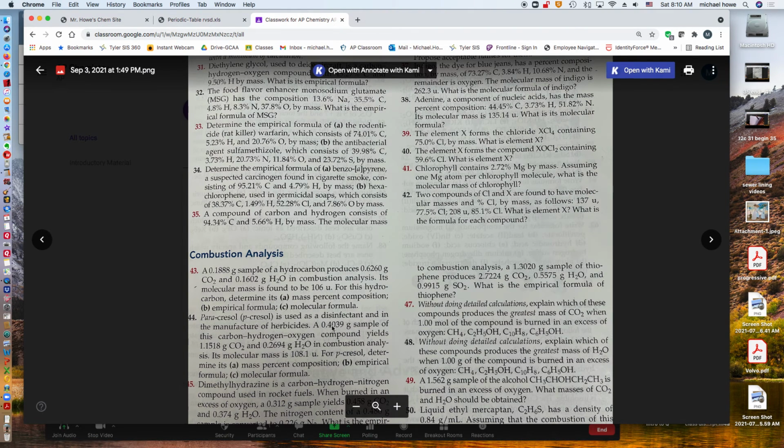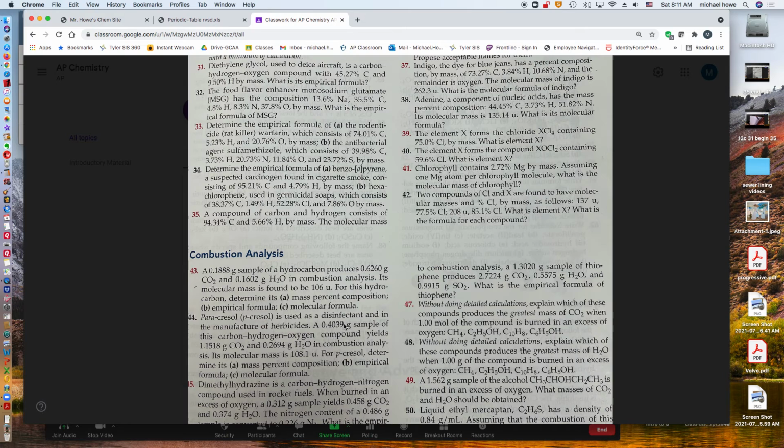Okay, so paracresol is a disinfectant used in the manufacture of herbicides. Right here. And I've taken the liberty of writing down the numbers they gave us here. So I've got 0.4039 grams of a sample, and we have 1.1518 grams of carbon dioxide and 0.2694 grams of water. So what we need to know is how many grams of carbon and how many grams of hydrogen and how many grams of oxygen. So let's go ahead and figure that out.